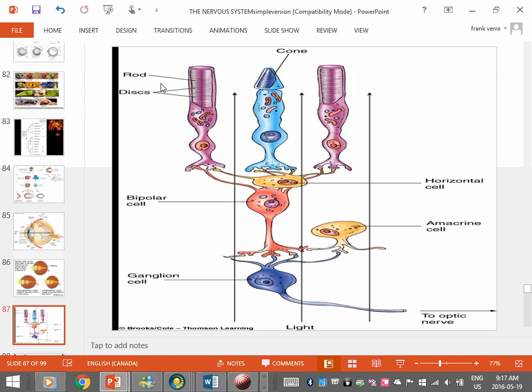Why does that happen? You ever see in those cartoons where someone gets hit in the back of the head and they start seeing stars? Okay. So pressure can also actually stimulate flashes of light.